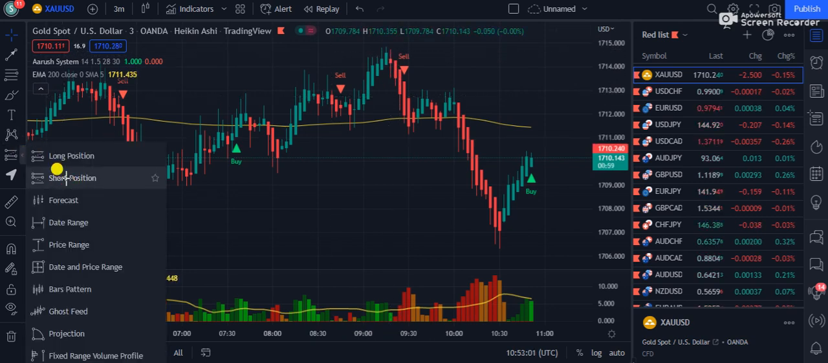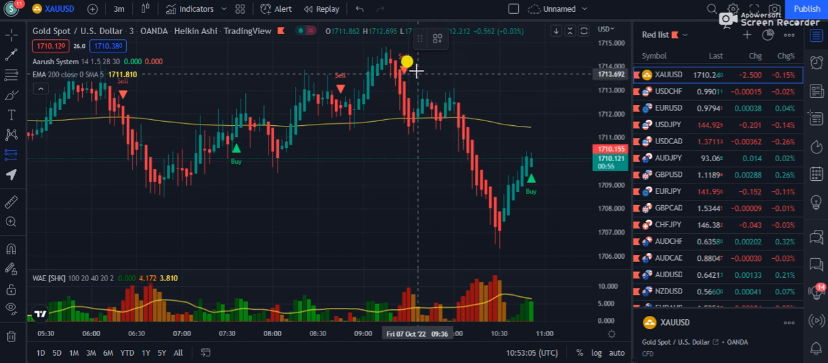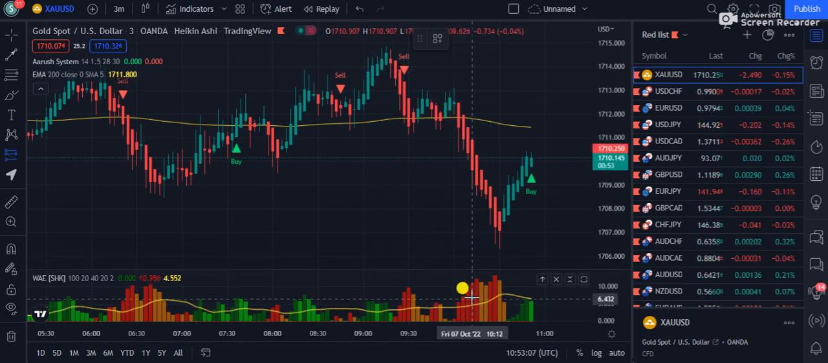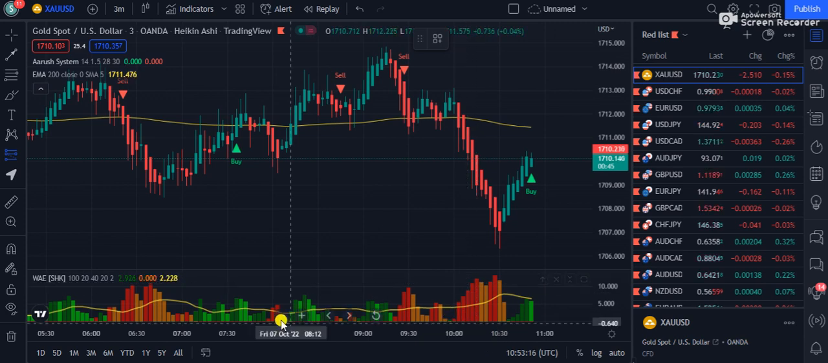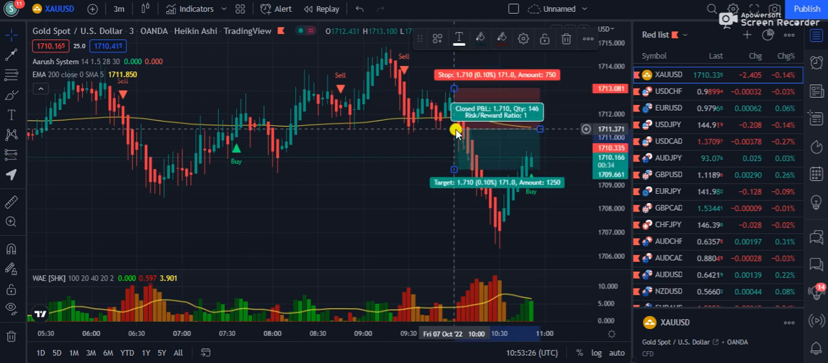Okay, now what we need to do, when we are seeking signals from the Arush system, is check whether on the WADA explosion line, any red candle has broken this yellow line. You can see there is a curvy yellow line in the middle. This is called the explosion line. So you can see here we have a proper break, that this candle closes above the explosion line.